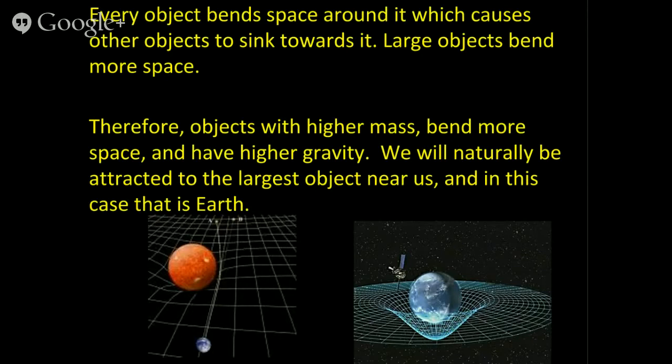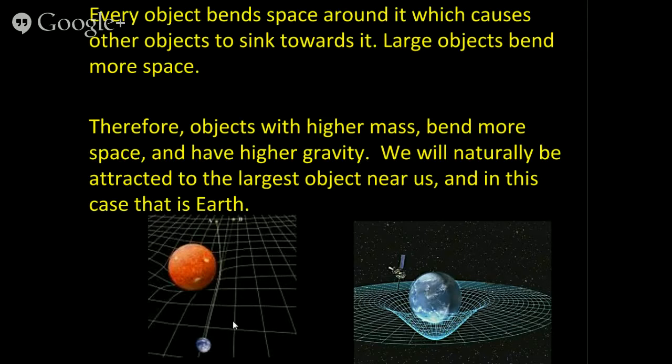So every object bends space around it, which causes other objects to sink towards it. This is what gravity is. It's this bending of space. If you look at these pictures here, you can see the space is bent inwards. Look at what this looks like as this ball is rolling across the surface.